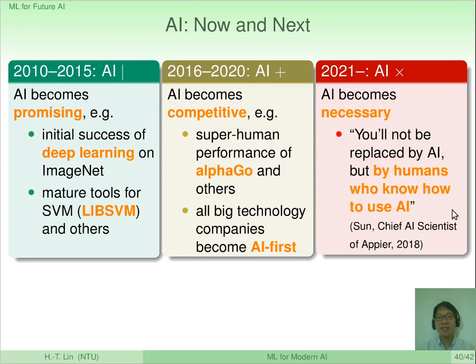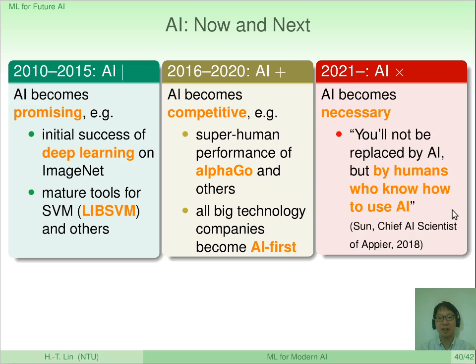And what about the next years? I'm calling the next years the AI times age. Okay, basically, you need AI to be on top of your application. And if you have zero AI, you don't have any good applications because the value of the application certainly becomes zero. That's 0 times anything is 0. That is, AI becomes necessary.